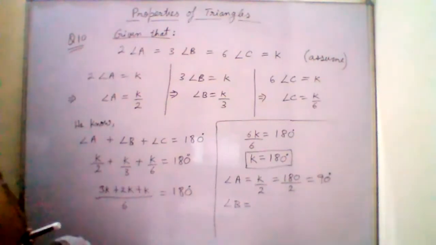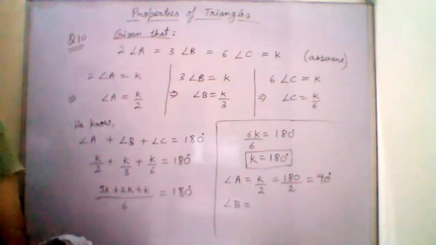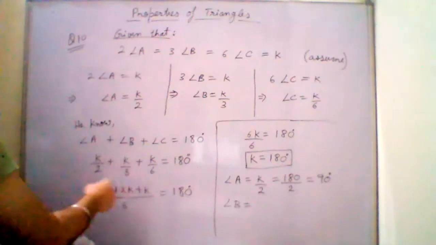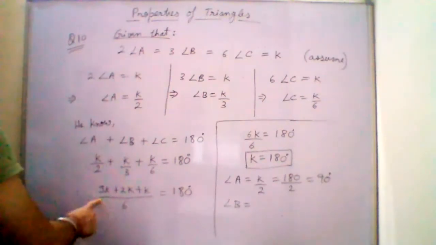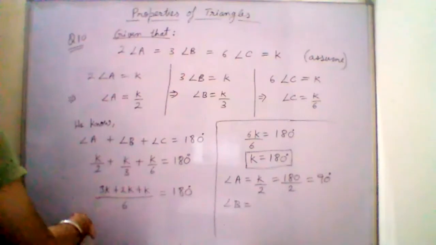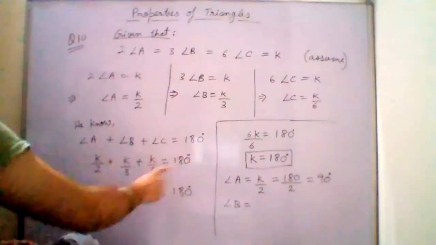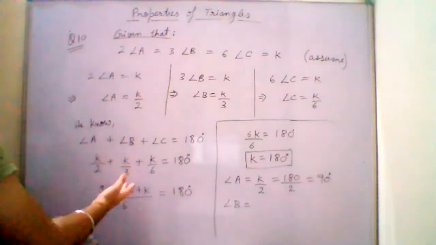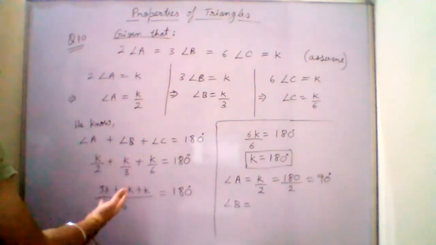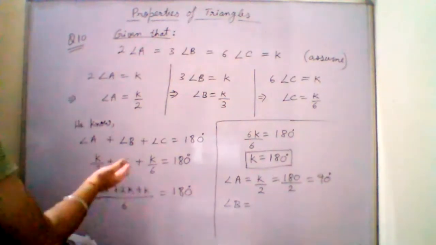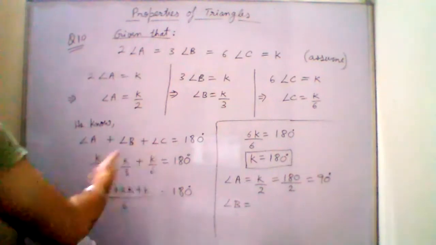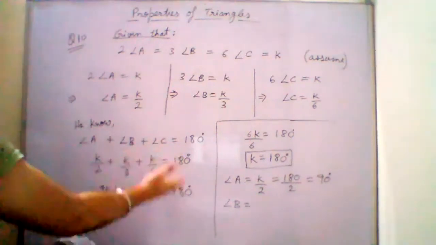Yes. Sir, what you have written in this? 3k plus 2k plus k. Taking the LCM, you can do it yourself also. So 180. Now what is the LCM of all the three? You have done this before in previous chapters. In the chapter on fractions and the chapter on linear equations, you have solved many equations like this. So this is a linear equation only.